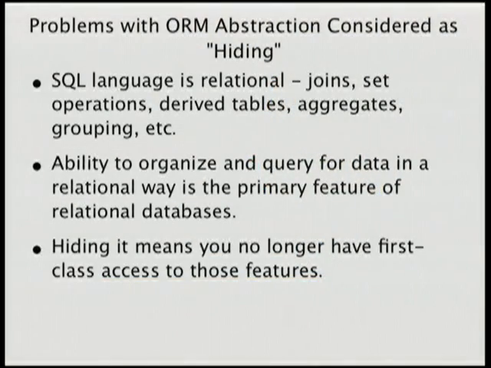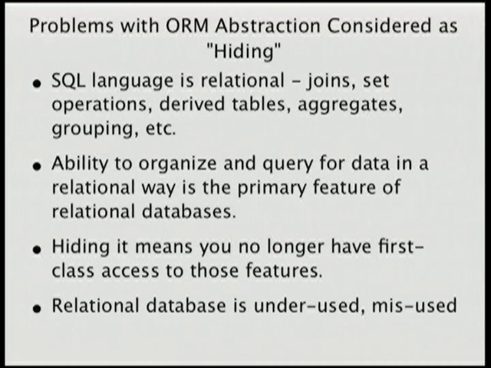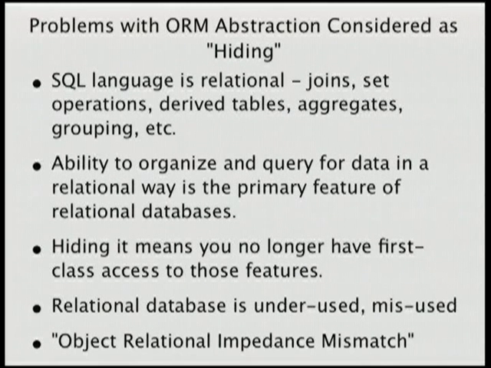If we're using an ORM that is hiding it, it means you don't have first-class access to those features, which means the ORM might be using some of those features behind the scenes, but it's assuming that we don't want to deal with it ourselves. It's going to do it for us. It's going to kind of guess. So that's why we have kind of second-class access with some approaches. So in that scenario, the relational database is underused or misused, and I think this is where we get the term the object relational impedance mismatch from. When you read articles like that, they're talking about ORMs that are trying to make too many decisions for us.